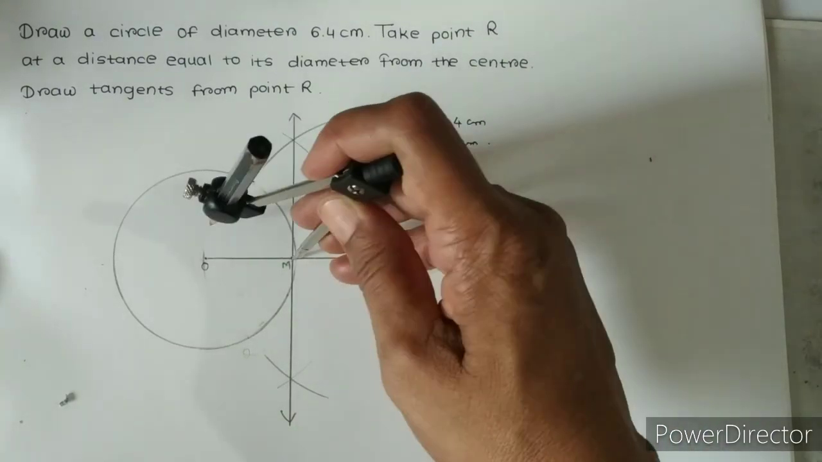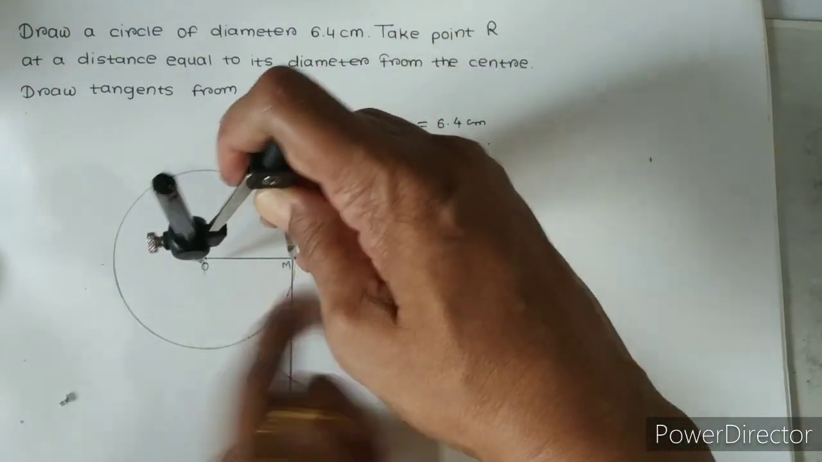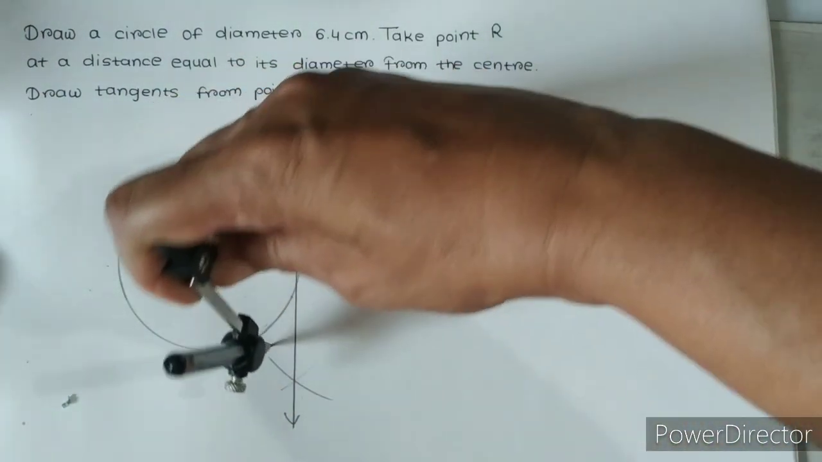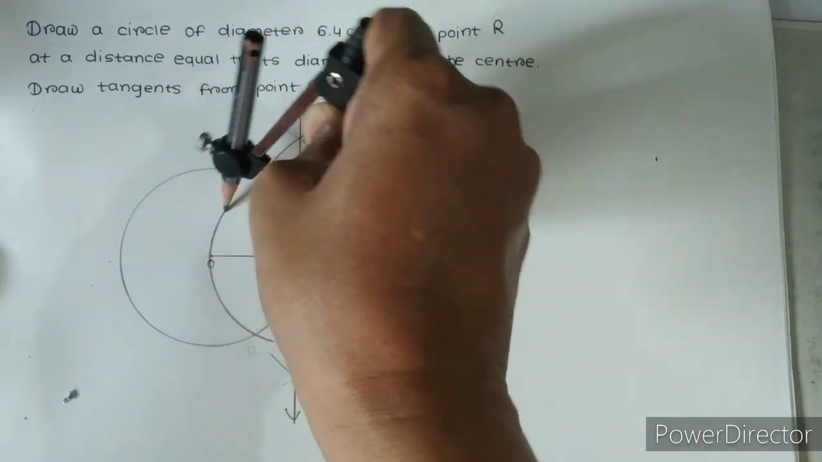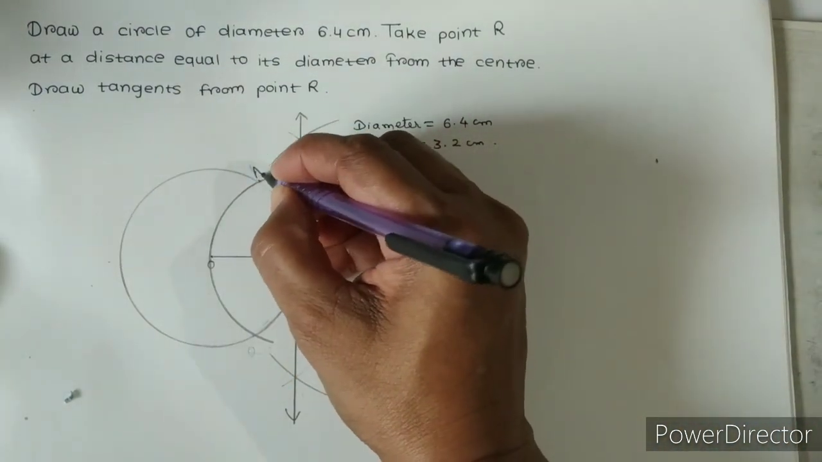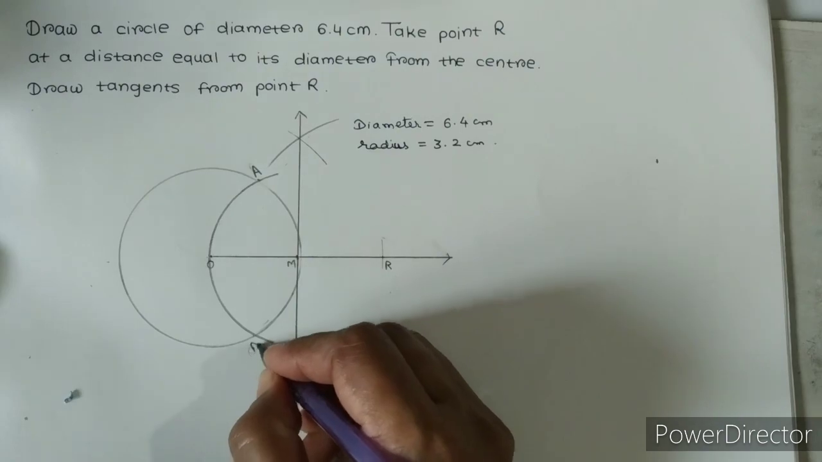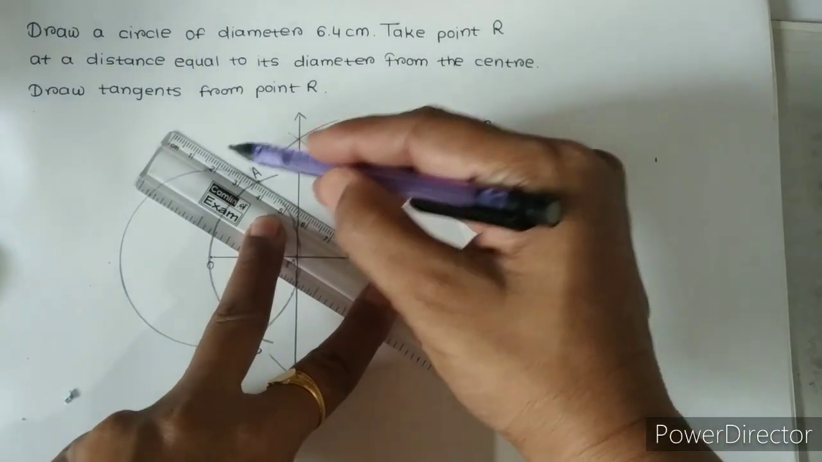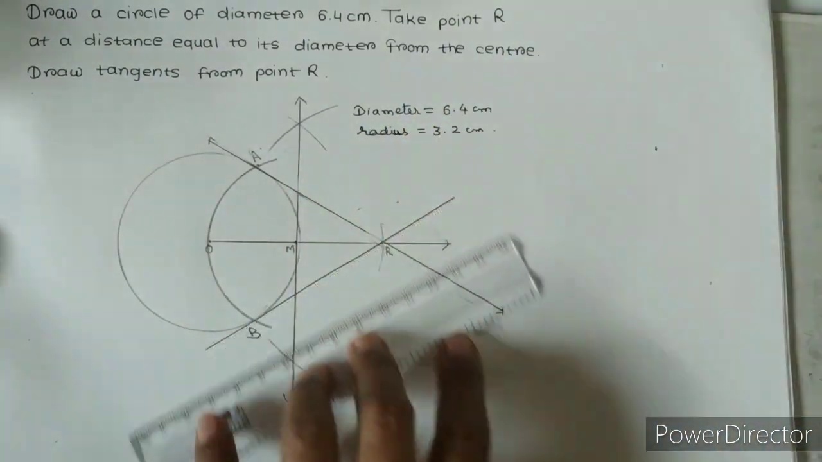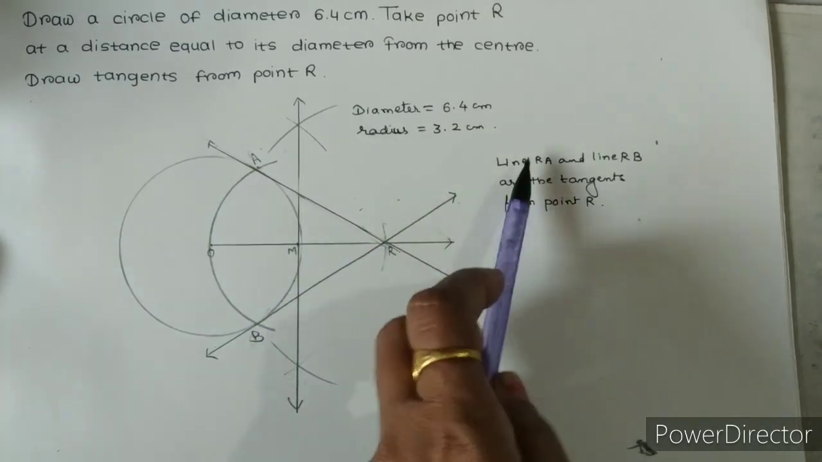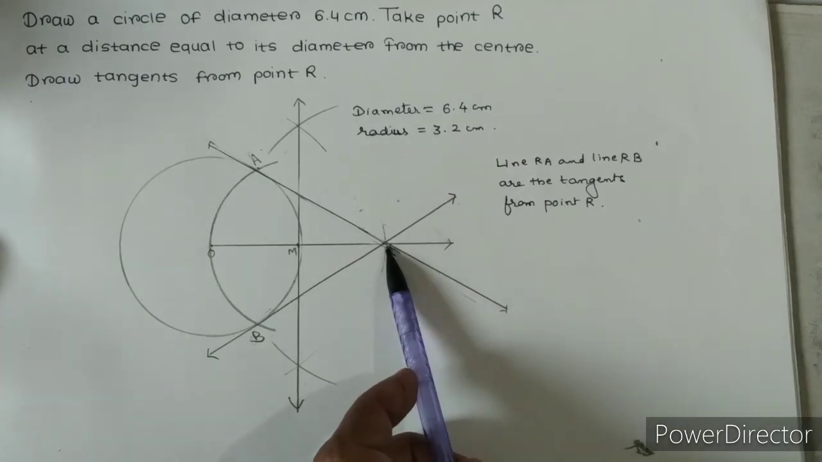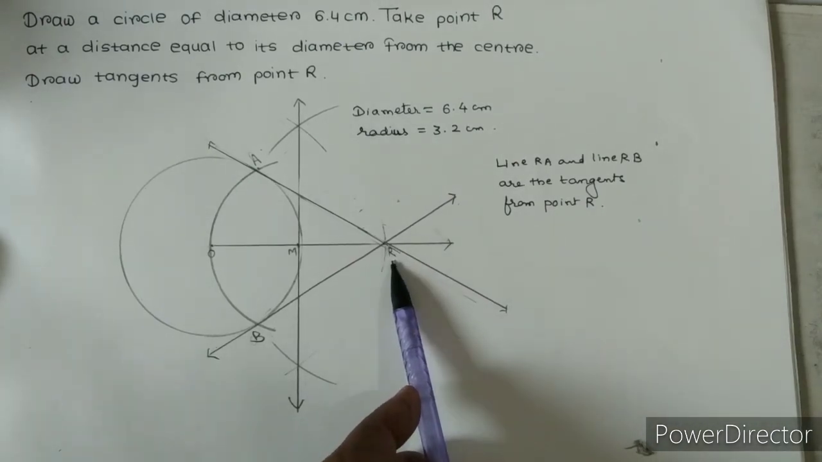Placing the steel tip at point M, taking distance OM between the tips of the compass, draw an arc. This arc intersects the circle at points A and B. Draw line RA and line RB. Line RA and line RB are the tangents from point R, and point R is outside the circle.